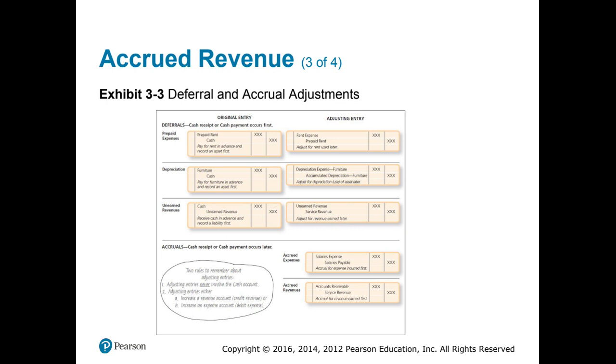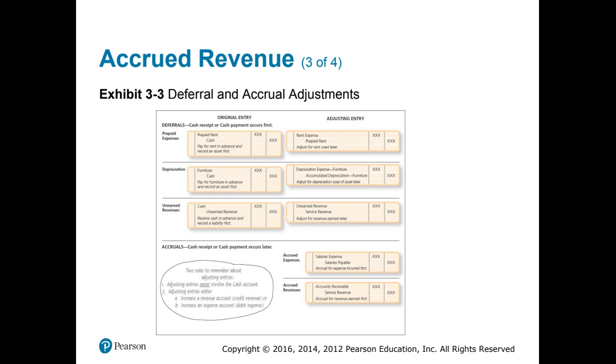And then it shows down here at the bottom in the circle, two rules to remember about adjusting entries. Adjusting entries never involve the cash account. You don't see cash over here on the right-hand side when we're looking at these entries. Adjusting entries either increase a revenue account, credit revenue, or they increase an expense account, debit expense.